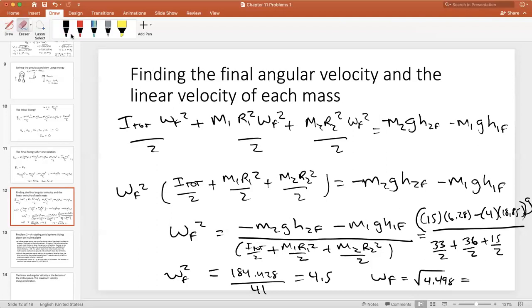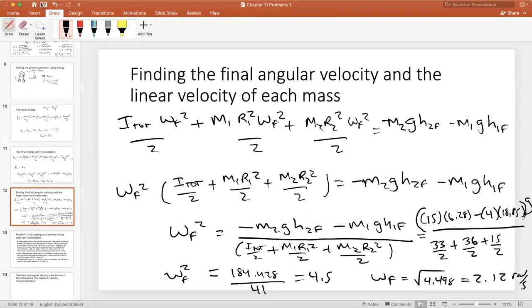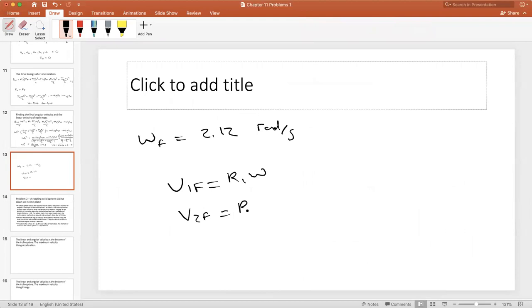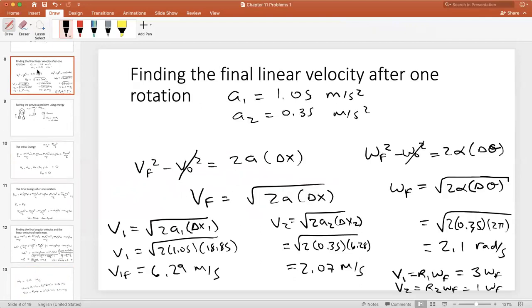Again, I have some small issues. In the original problem, I got that it was 2.1. With energy, I've got that it's 2.12. Noting that omega final is 2.12 rad per second, I can find V1 final and V2 final using R1 omega final and R2 omega final. And remember that this R1 is 3, so this is 3 times 2.12, which is 6.36 meters per second. And this was 1 times 2.12, which is 2.12 meters per second. And again, if you go back and look, we got 6.29 and 2.07.